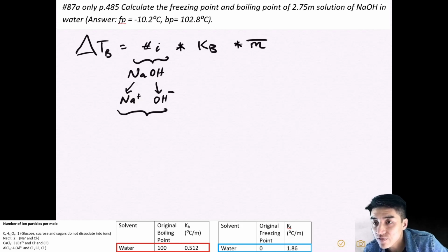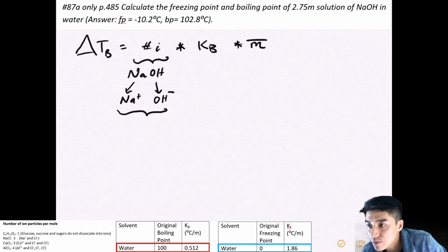Let's try another problem together. This one is 87A on page 485. Calculate the freezing point and boiling point of a 2.75 molal solution of sodium hydroxide, NaOH, in water. The answers are provided. Let's figure out what it is. We know the freezing point is going to go down below 0, but by how far? And we also know the boiling point will go up above 100, but by how far? So there's some math behind it. Let's figure it out. We're going to do the boiling point first.